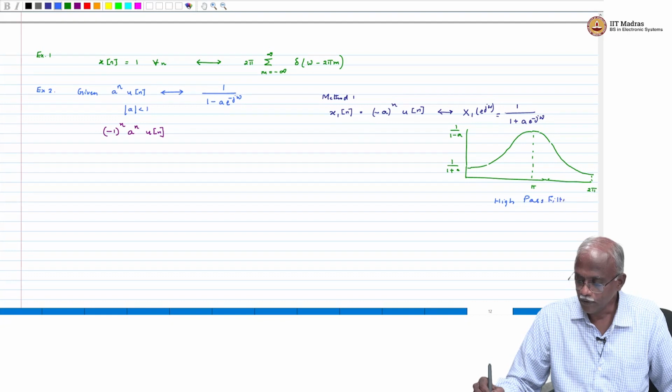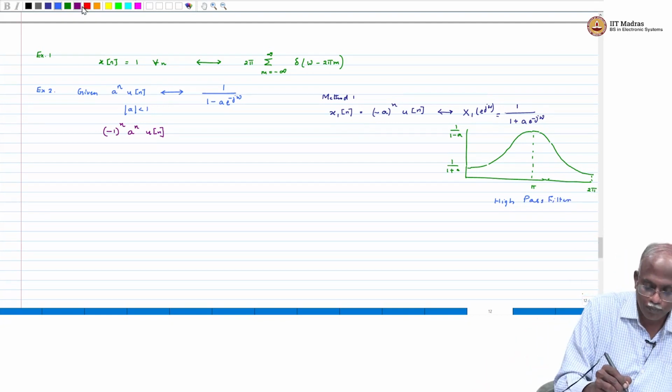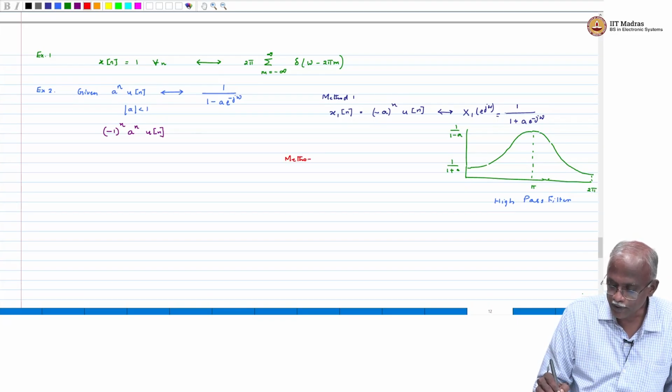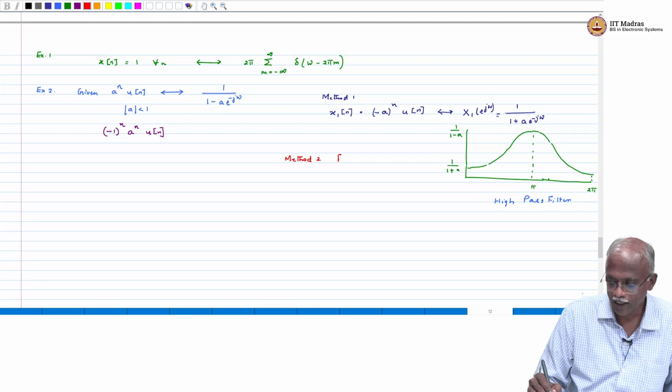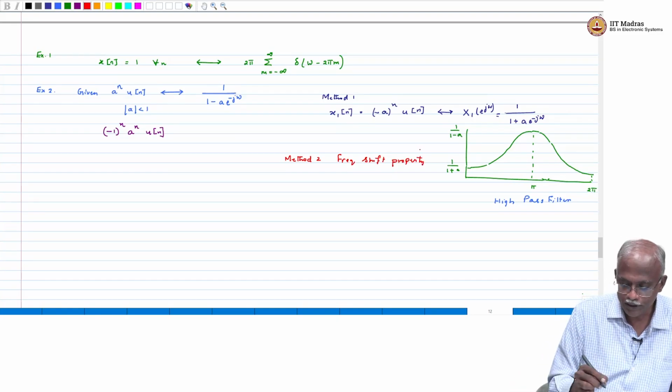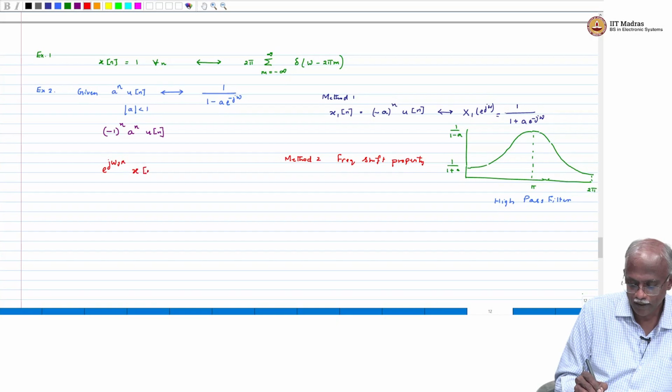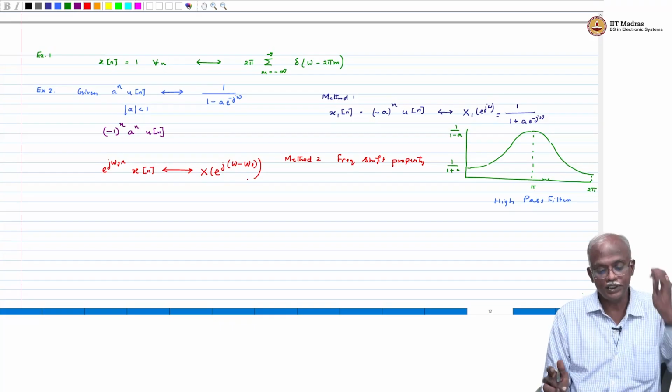Okay. Now, of course, this is one way of doing it. The way that I would like you to visualize and do it is by the frequency shifting method. Apply the frequency shift property. Okay. The frequency shift property says that if you multiply by e power j omega naught n x of n, then what you will get is X e of j omega shifted by omega naught. Am I right? That is the frequency shift property.